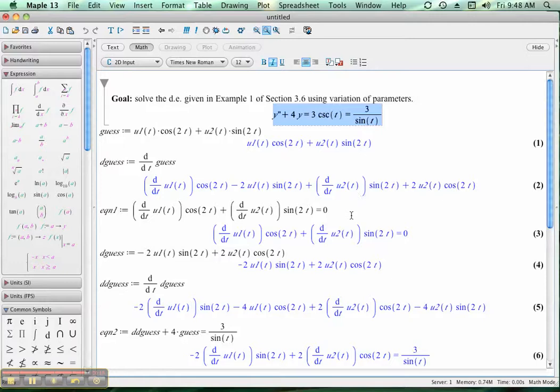So again, just summarizing what we did here, what was important was making this simplifying assumption and saying that when we take the derivative of guess, everything that has a derivative in it, we're going to take all those terms and set those equal to 0.